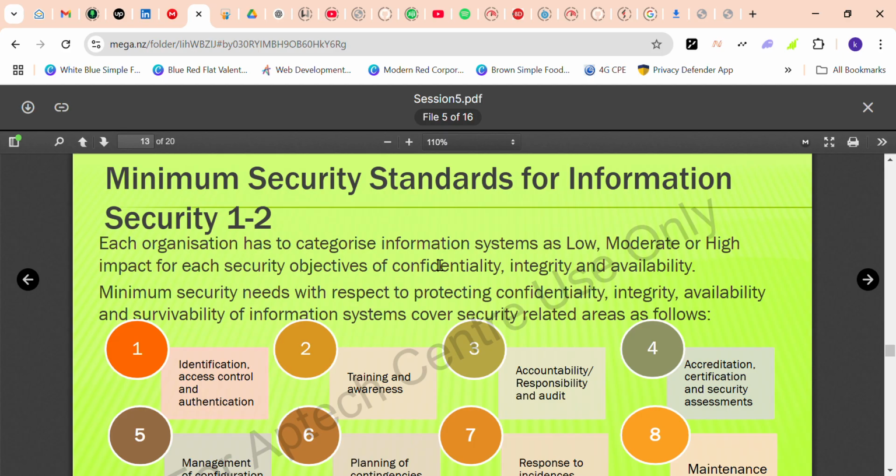So for each security objective of confidentiality, integrity, and availability, minimum security needs to be with respect to protecting confidentiality, integrity, and availability, as well as the survivability of the information system. It covers security-related areas as follows.